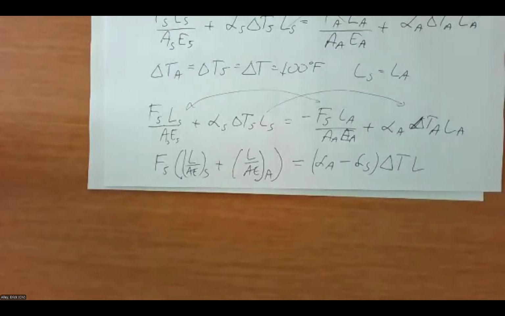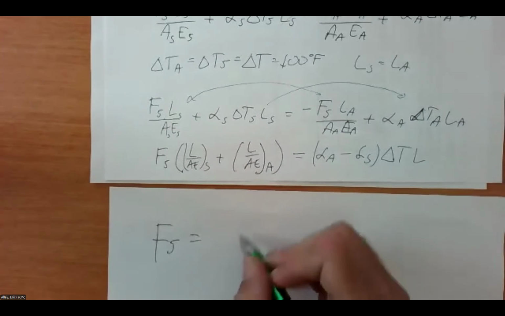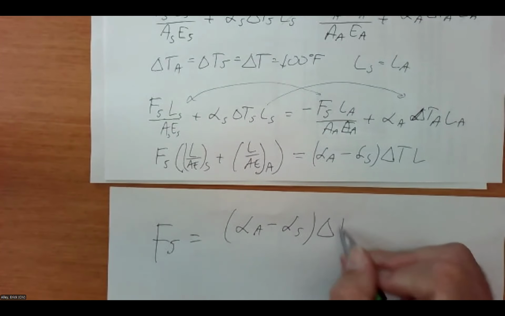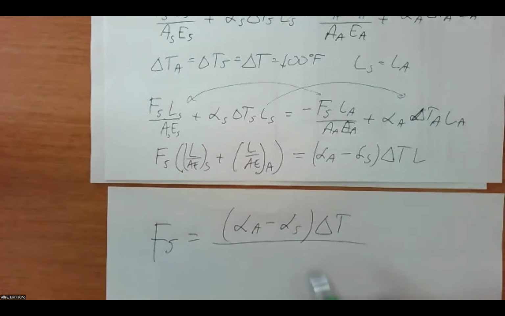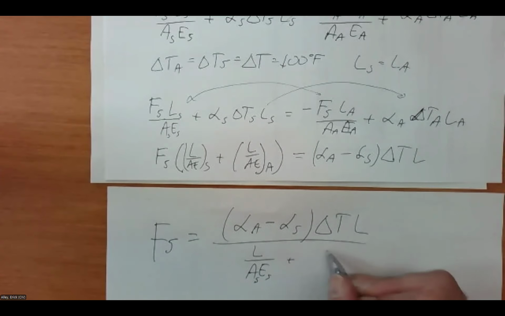So if we clean up and make an expression here for our specific case, let's see what it comes out to be. Force in the steel is going to be alpha aluminum minus alpha steel delta T. We can cross off the L's on the top and bottom if we like, or we can leave them there. And then I've got L, A for the steel, E for the steel, plus L, A for the aluminum, E for the aluminum.